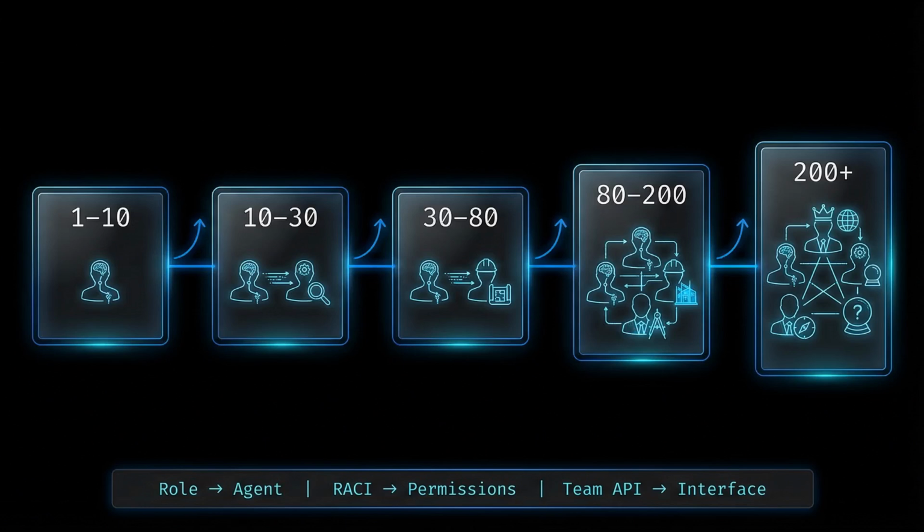3 immediate actions. Separate EM from tech lead. Implement RACI for 5 key processes. Write your team's Team API. These 3 steps immediately reduce organizational chaos.